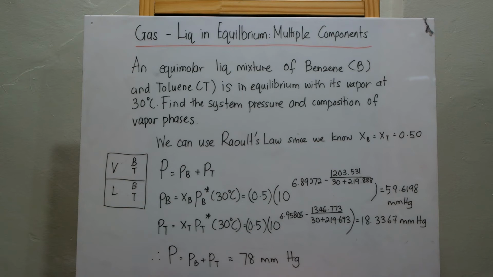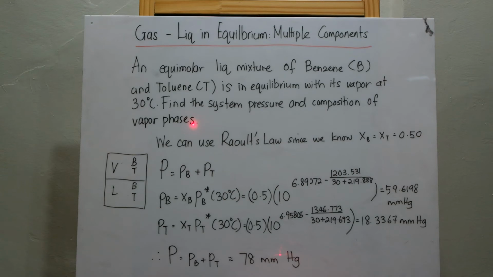Okay, let's look at how we are going to use Raoult's law and Henry's law to solve for an unknown composition in the gas or liquid phase. So we have this question. An equimolar liquid mixture of benzene and toluene is in equilibrium with its vapor at 30 degrees C. Find the system pressure and composition of the vapor phase.